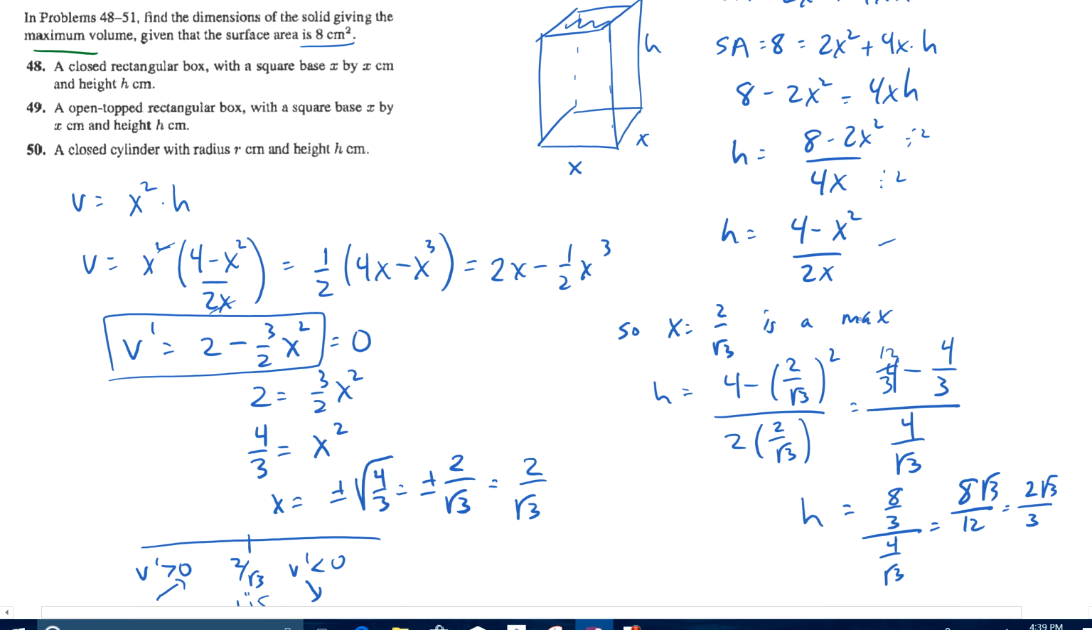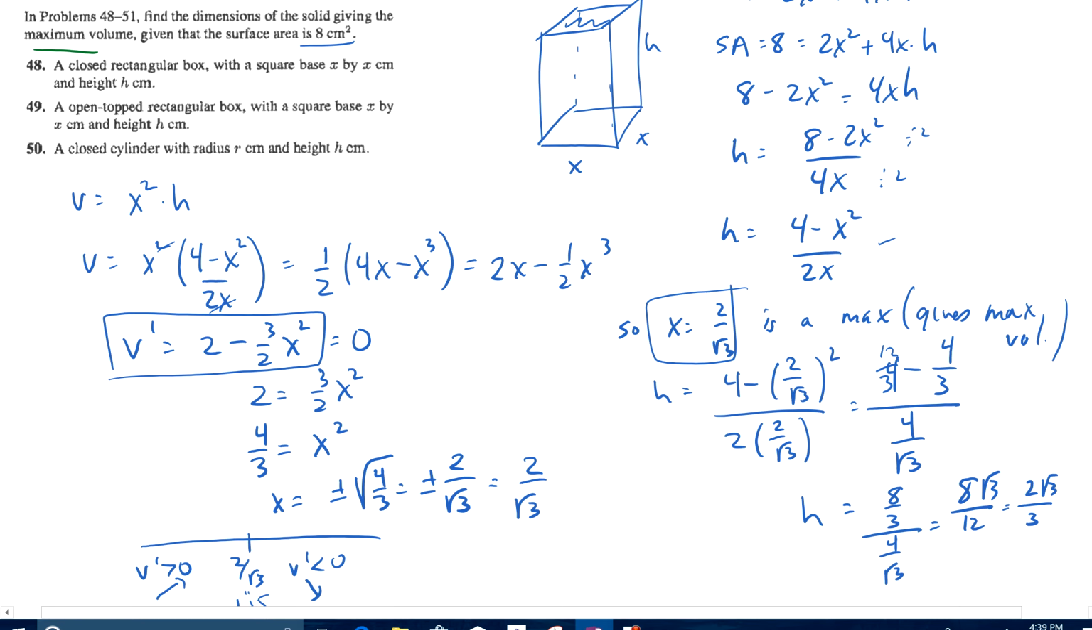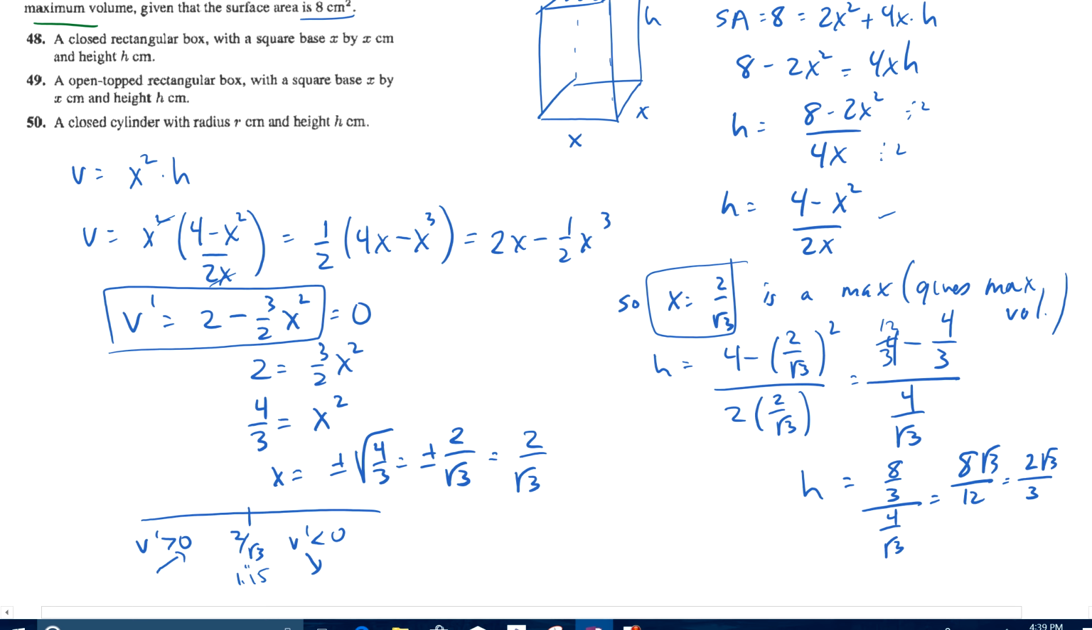Okay, so here's my x. I said it is a max, I should say it gives max volume. So the dimensions for my box are 2 over the square root of 3 and 2 square root of 3 over 3. Kind of crazy numbers, but there are my dimensions to give me a surface area of 8 and a maximum volume.